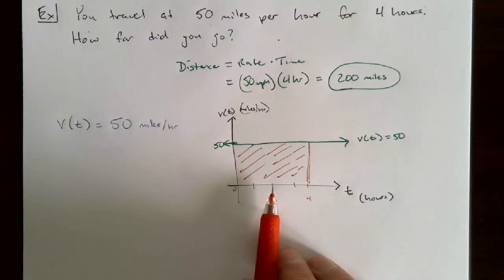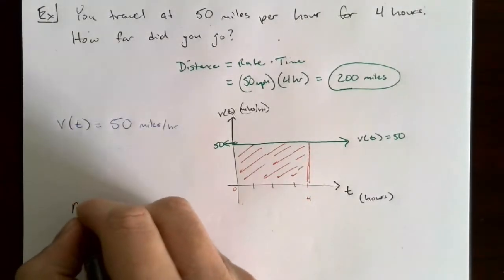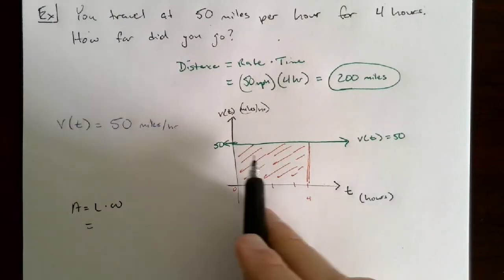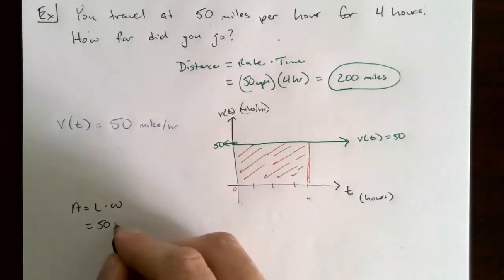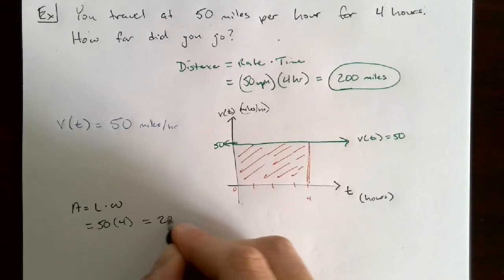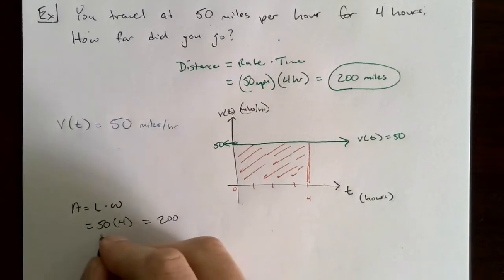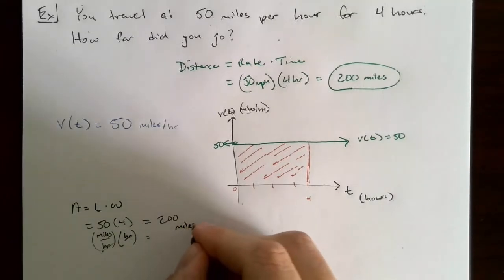And this area is going to be equal to length times width, right? If I was looking for the area of this rectangle. So the area is equal to length times width. Well, what's the length? Well, the length here is 50 miles per hour times the width, which is 4, and that equals 200. Now, keeping in mind what the units were on this, right? So the 50 was in miles per hour times the 4, which was in hours. So what are the units on the 200? Well, the hours cancel, and it's 200 miles.